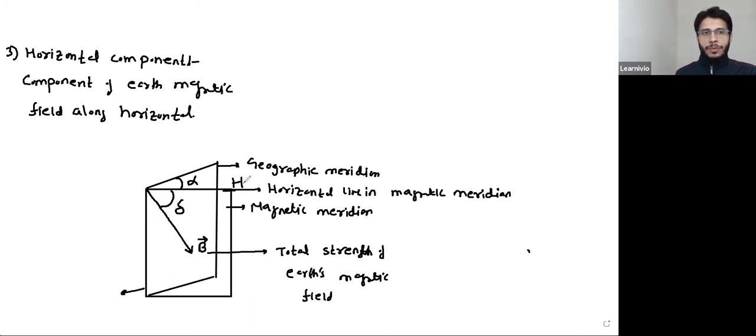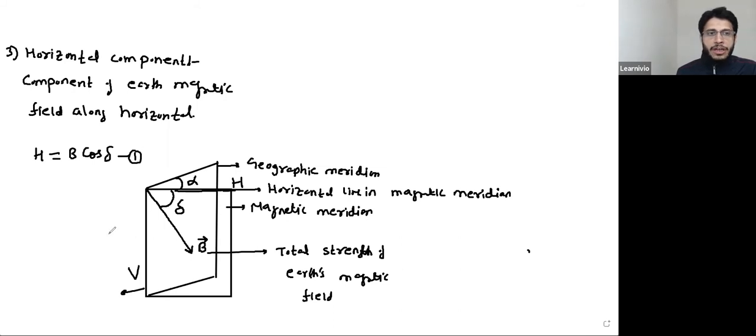I call that component H. I will call this V. What's the component of B along this direction? It's simple vector resolution. Yes, it's B cos delta, not alpha. See, this is B, this is horizontal. The angle between horizontal and B is delta. So it's B cos delta.